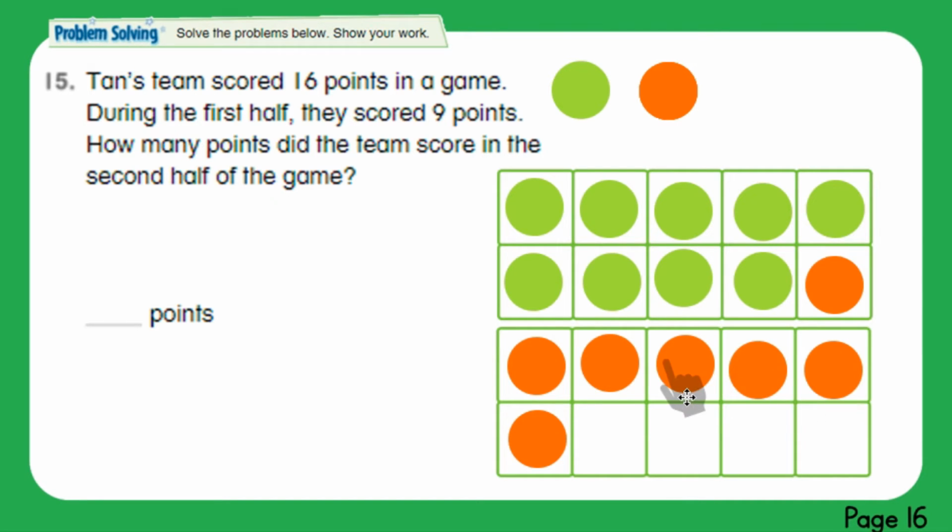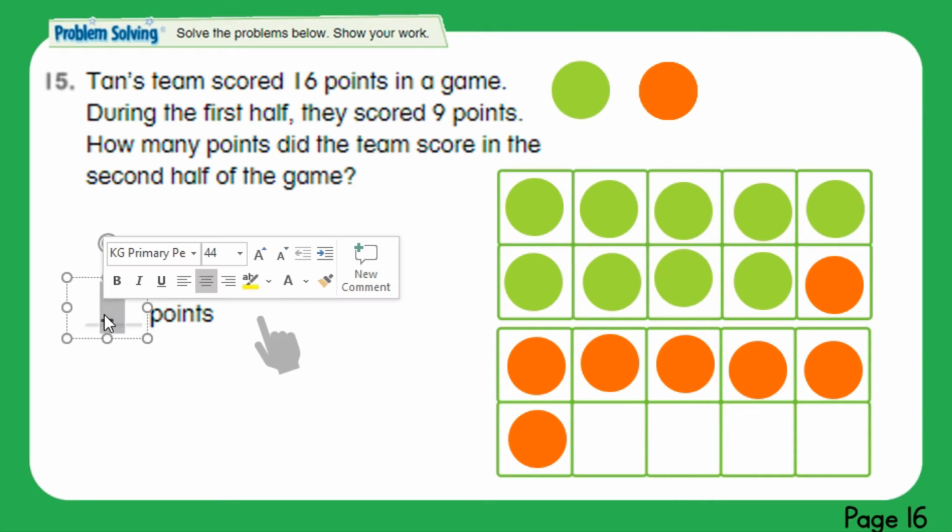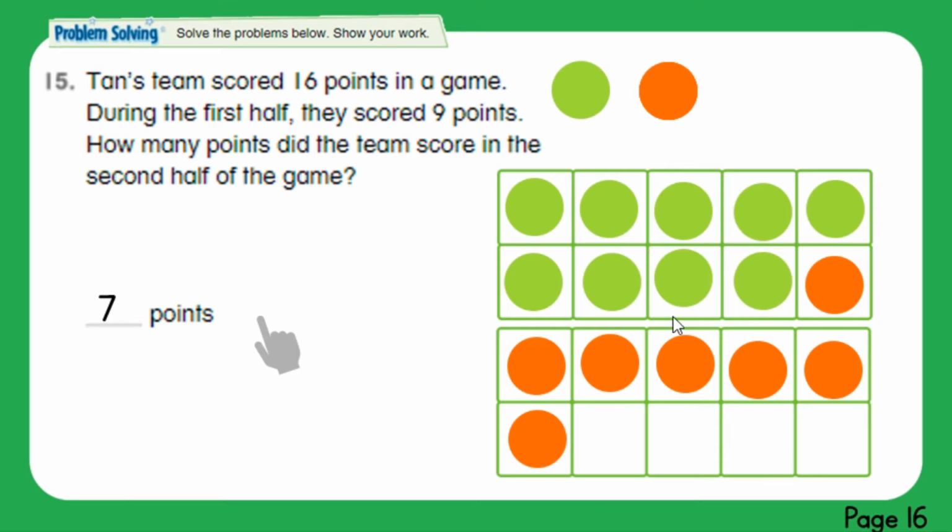1, 2, 3, 4, 5, 6, 7. Now using this tens frame, I can see that they have scored 7 points in the second half of the game. So this is what I'm supposed to write here. Now all I need to do is just write here 7 points. Let me check it once again. 1, 2, 3, 4, 5, 6, 7. So the team scored 7 points in the second half of the game.